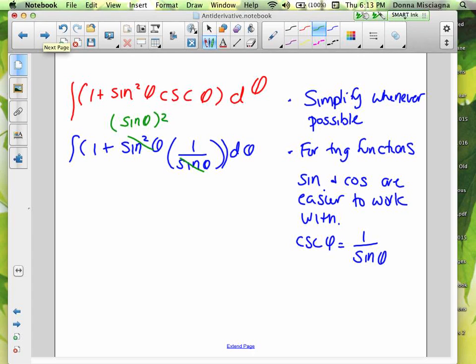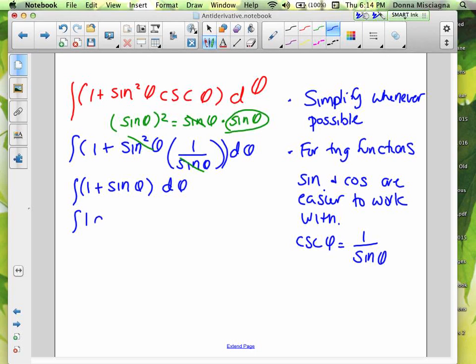So you've got two sine thetas. This is essentially sine theta times sine theta. So you can cancel out a sine theta. Okay? So now I've only got one sine theta left. So this is the integral of 1 plus sine theta d theta. And so now I've got a simple trig and I've got a simple power rule. Okay? So we've got the integral of 1 d theta plus the integral of sine theta d theta.